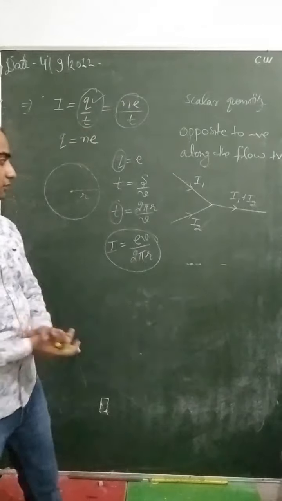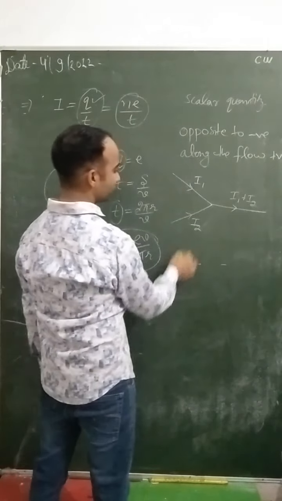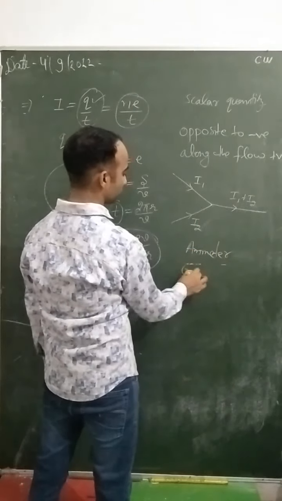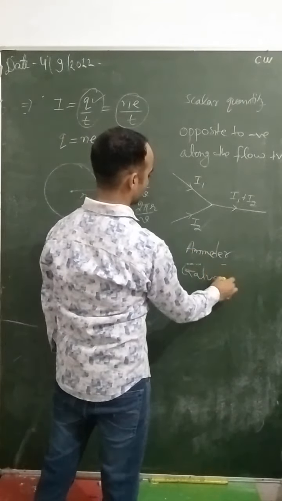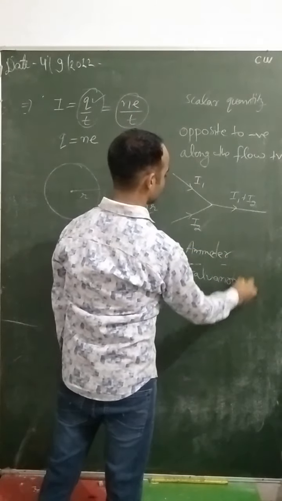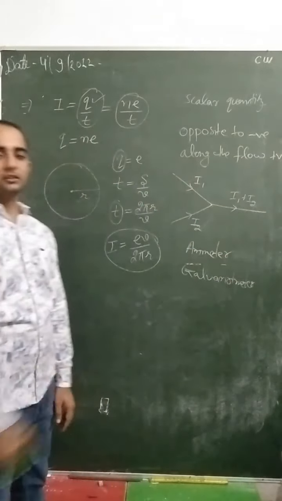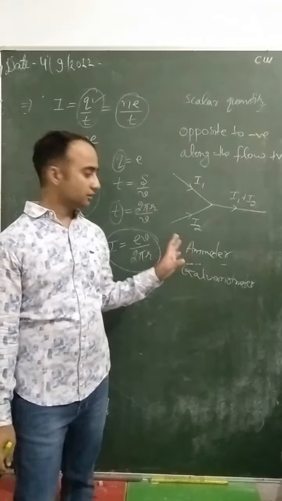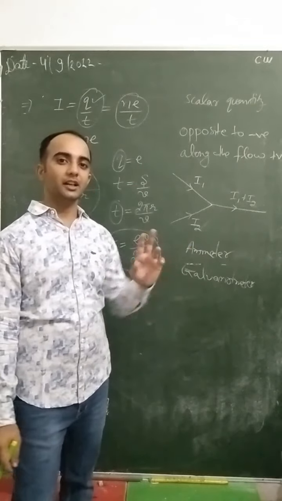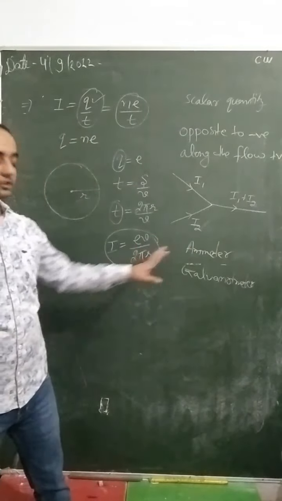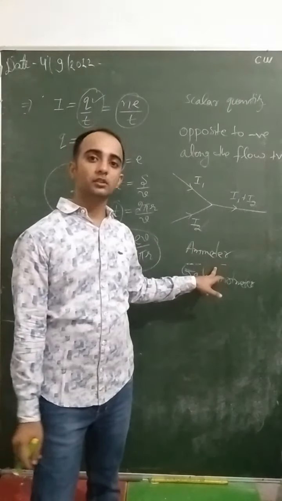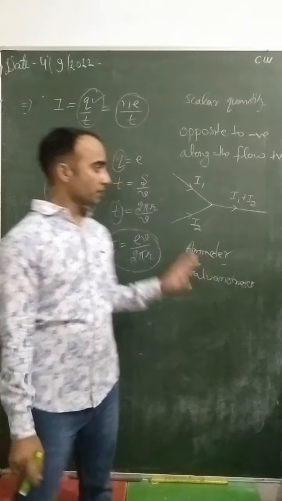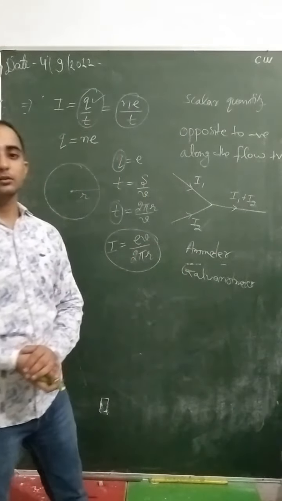Current is a scalar quantity and current is measured with the help of a device, an ammeter or galvanometer. You can use an ammeter and galvanometer to measure the electric current. Both are used in series combination, and the ammeter should have low resistance and an ideal ammeter should have zero resistance. So these are the properties of electric current.